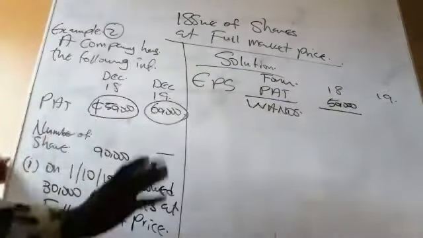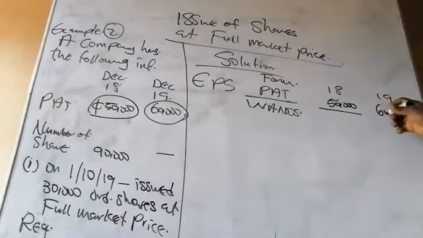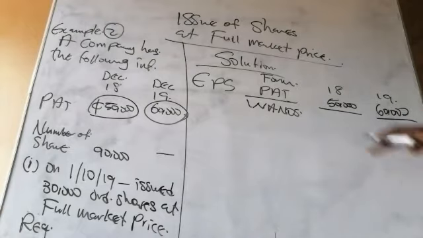And wait, go to 2019 and put it there too. So 2019 is 60,000. I'll put 60,000 here too. Then I relax. Go look for the weighted average number of shares.